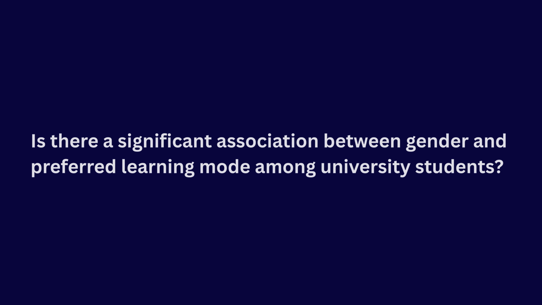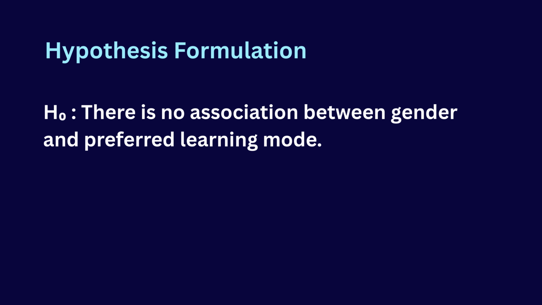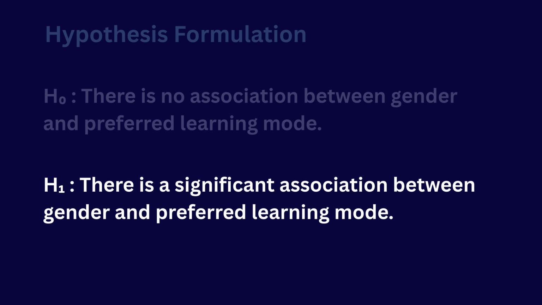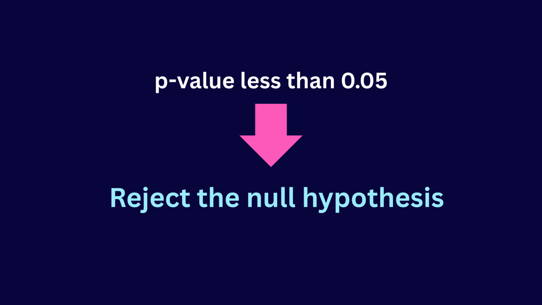Now let's turn this dataset into a research question. Is there a significant association between gender and preferred learning mode among university students? To test this question, we will set up our hypotheses like this. Null hypothesis: there is no association between gender and preferred learning mode. Alternative hypothesis: there is a significant association between gender and preferred learning mode. If our chi-square test gives us a p-value less than 0.05, we will reject the null hypothesis and conclude that gender and learning preference are related.